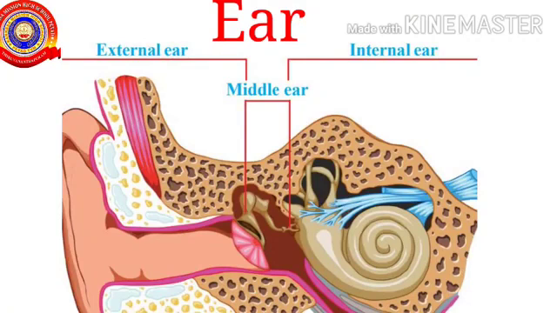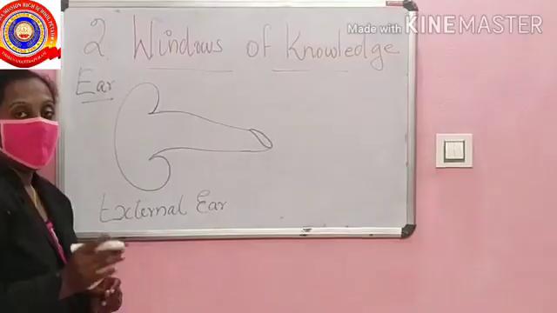Ear has three parts: external ear, middle ear and internal ear. Ear undergoes two functions. It helps in hearing. Second one, it also helps in the balancing of the body. Now let's have a look. First one is the external ear.